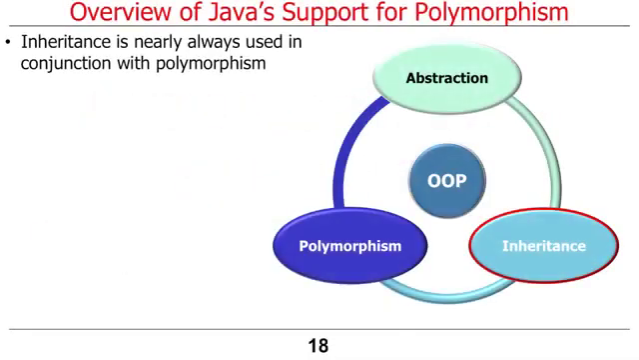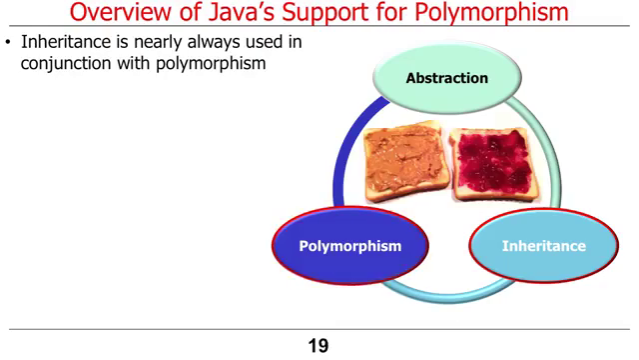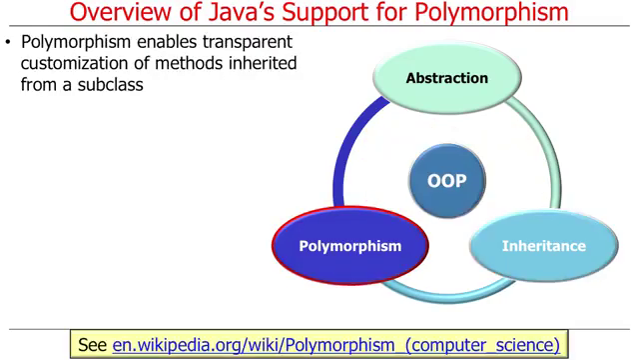It's possible to apply inheritance in isolation to systematically reuse existing superclass methods and fields. In practice, however, inheritance is nearly always applied in conjunction with polymorphism, which is a key object-oriented concept that enables transparent customization of subclass methods inherited from a superclass.